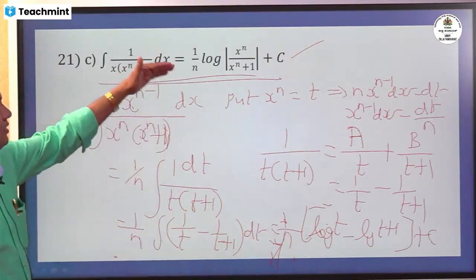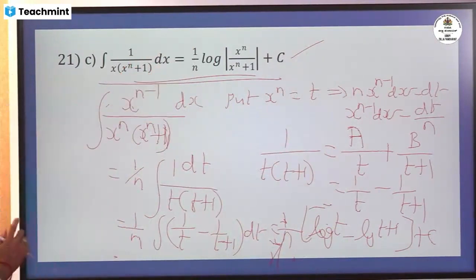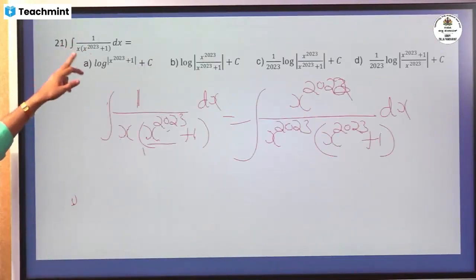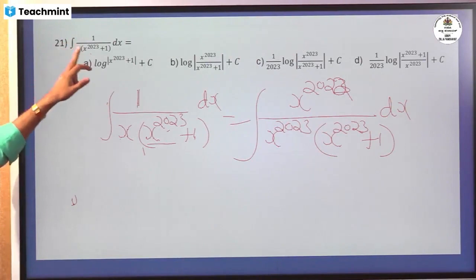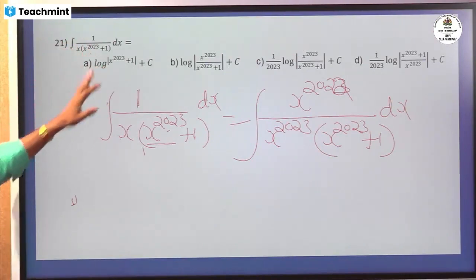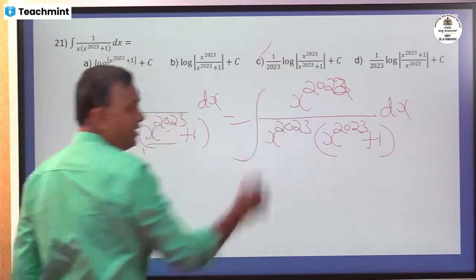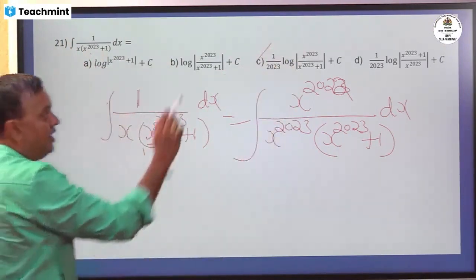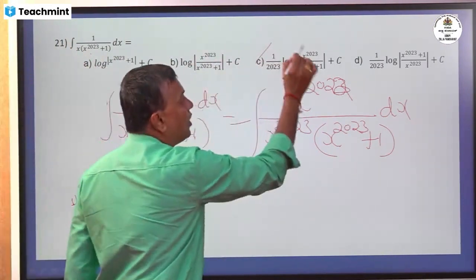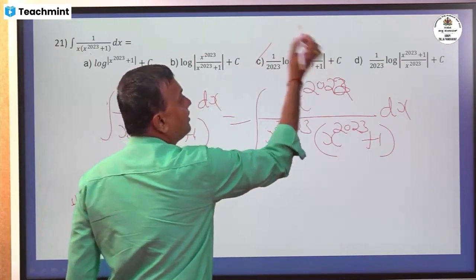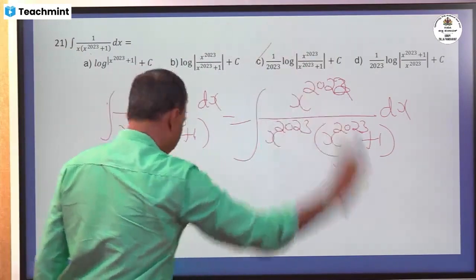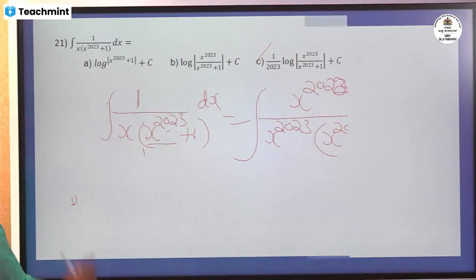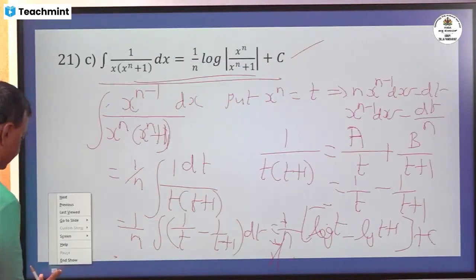So remember this result. Integral of 1 by x into x power 2023 plus 1 dx is 1 by n, here n is 2023, 1 by n log of modulus of x power n by x power n plus 1 plus c. Next question.